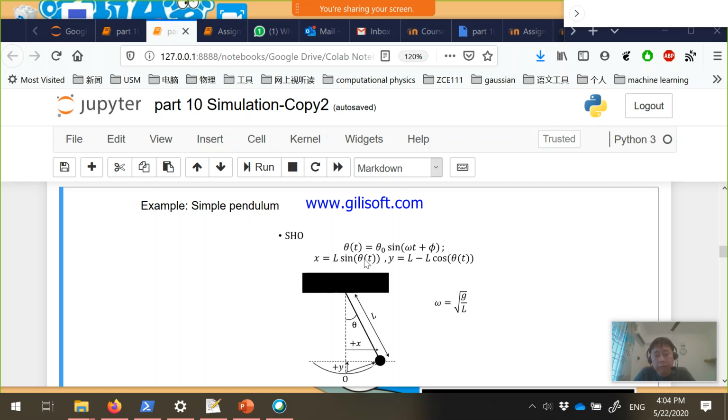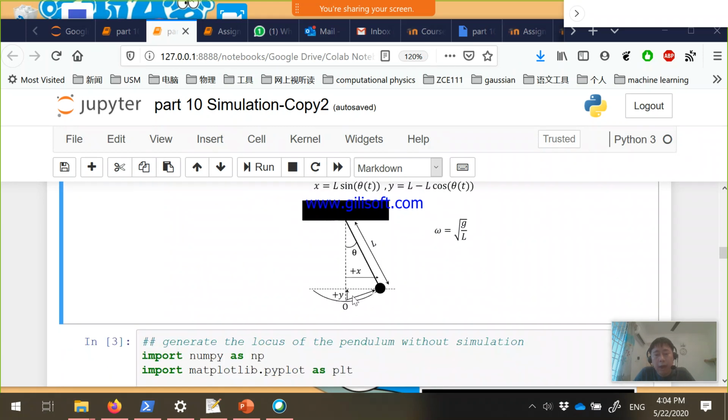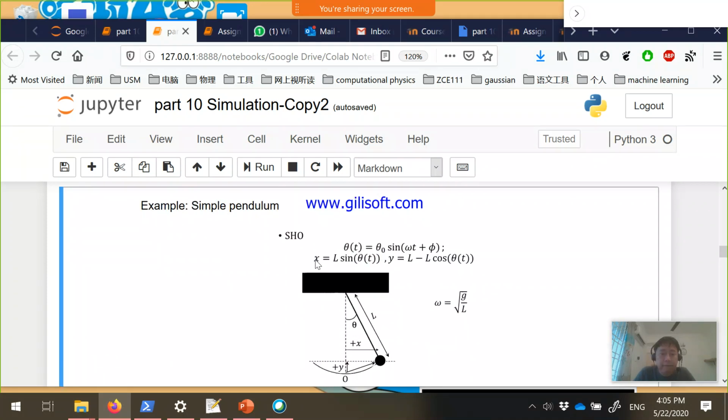Then for every theta, you convert it into x and convert it into y. Now y is the distance above the coordinate 0, right? If this is the length L, then y is simply given by L minus this part. This part is L cos theta, which is just from this point to this point. The total length is L, from here to here is L. L minus L cos theta will give you this difference of y. So that's how you derive x and y.